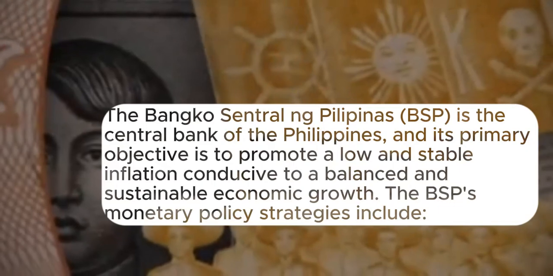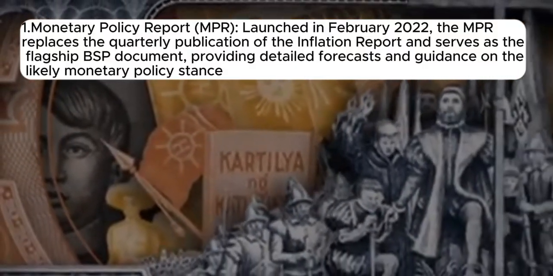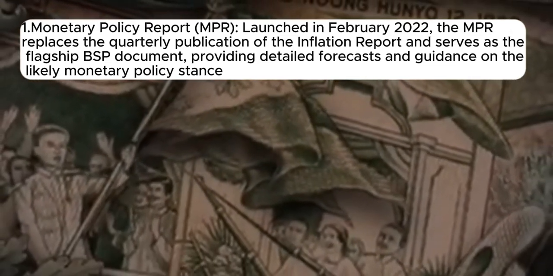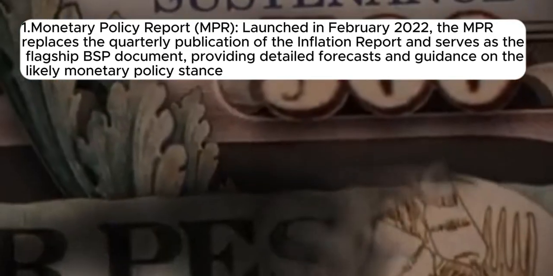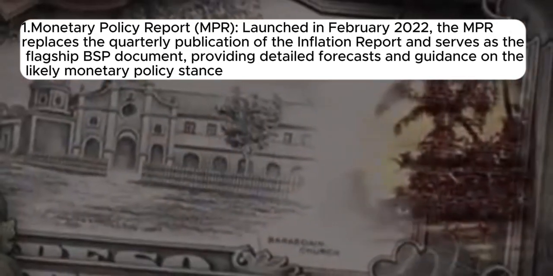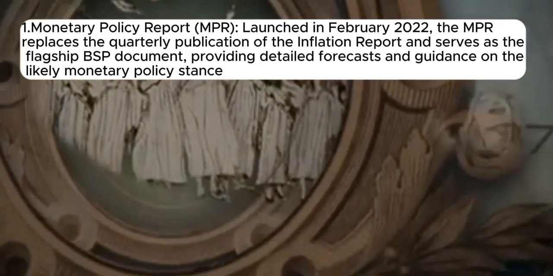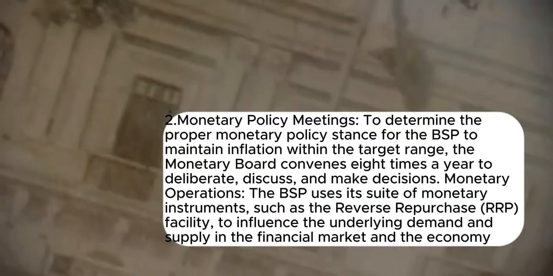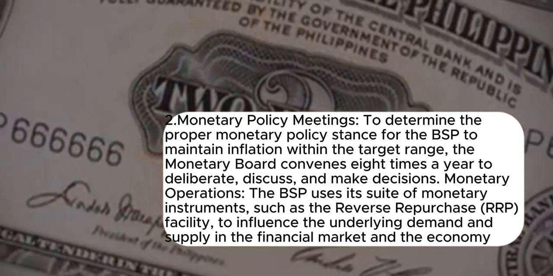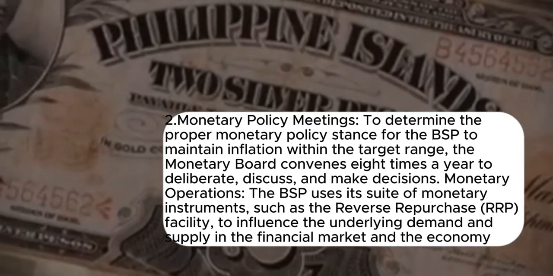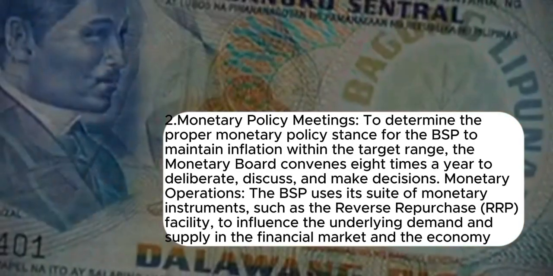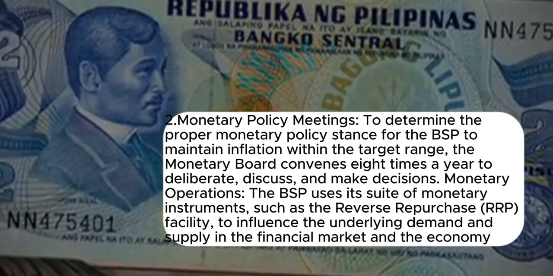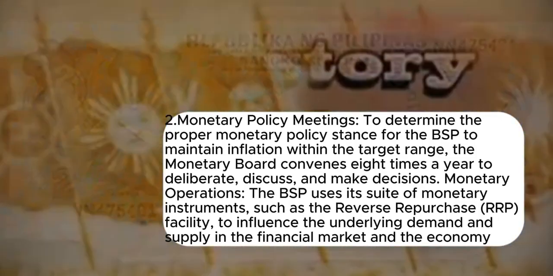The BSP's monetary policy strategies include the Monetary Policy Report, or the MPR. Launched in February 2022, the MPR replaces the quarterly publication of the inflation report and serves as the flagship BSP document providing detailed forecasts and guidance on the likely monetary policy stance. Next is the monetary policy meetings to determine the proper monetary policy stance for the BSP to maintain inflation within a target range. The Monetary Board convenes 8 times a year to deliberate, discuss and make decisions.